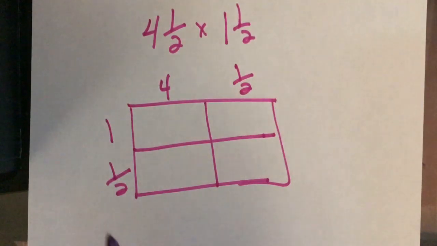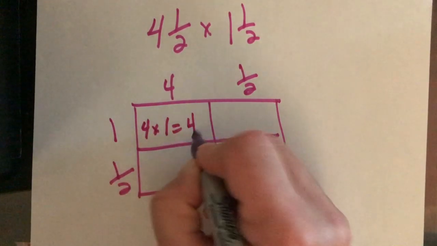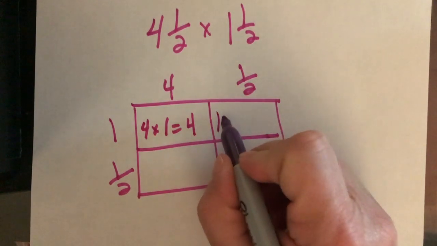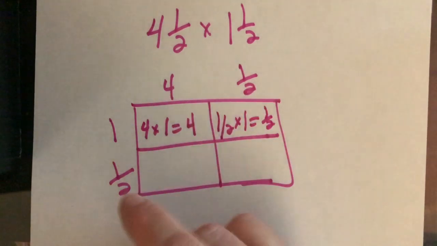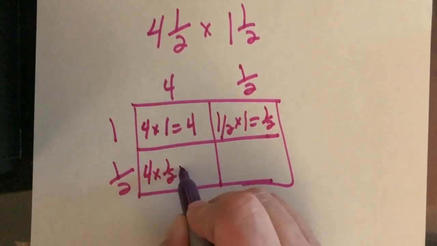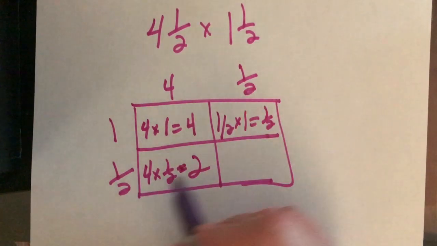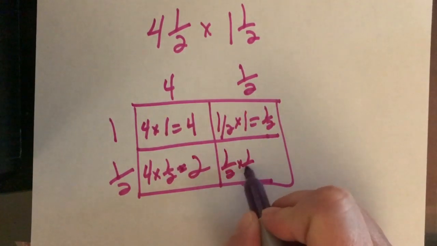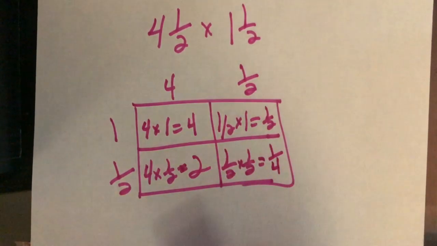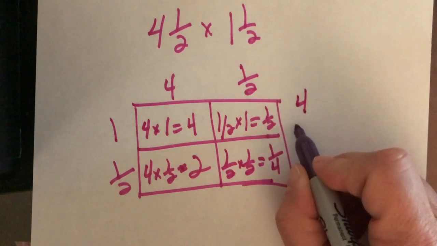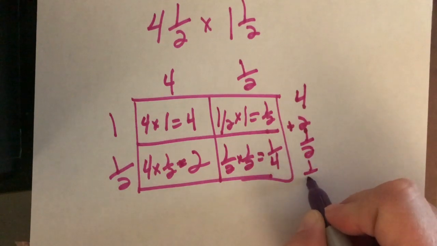Then I do it just like you would do with the window method. 4 times 1 equals 4. 1/2 times 1 equals 1/2. 4 times 1/2. Well, 1/2 of 4 is 2. And then 1/2 times 1/2, I hope we get that so far, is 1 times 1 is 1, 2 times 2 is 4. So now I have 4 plus 2 plus 1/2 plus 1/4.